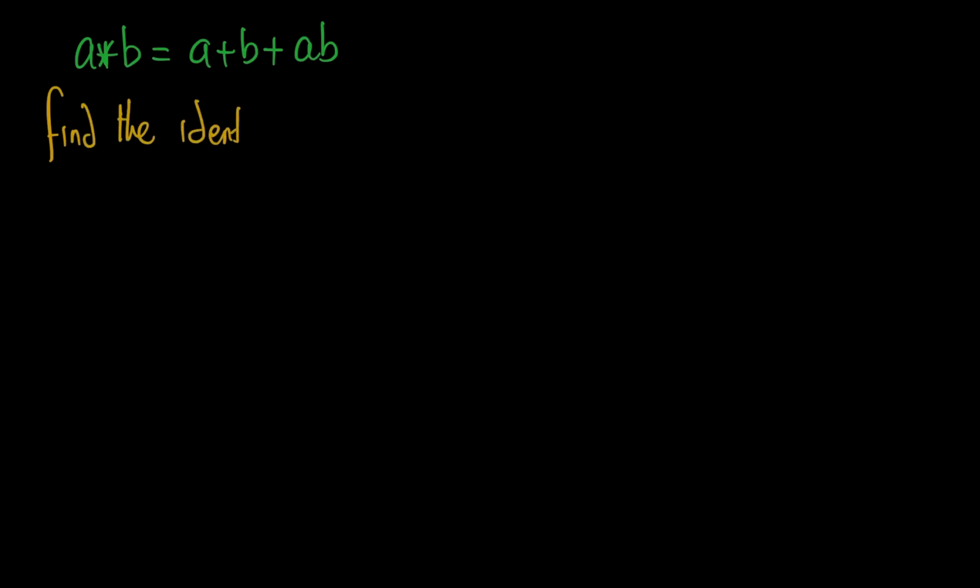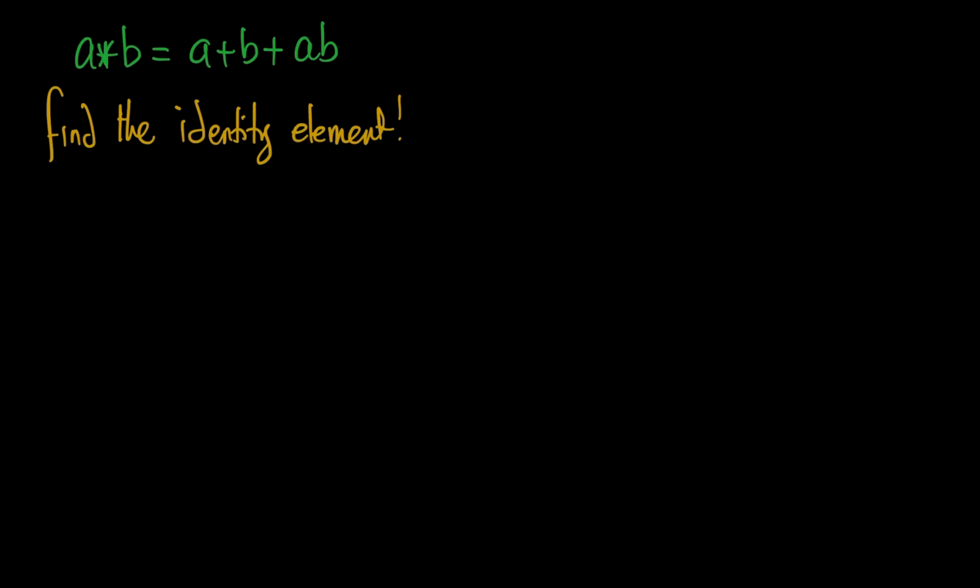All right, now the next question says, we have a binary operation A star B, and it's expressed as A plus B plus AB. This is the expression right here. And we've been told to find the identity element. We need to find the identity element.